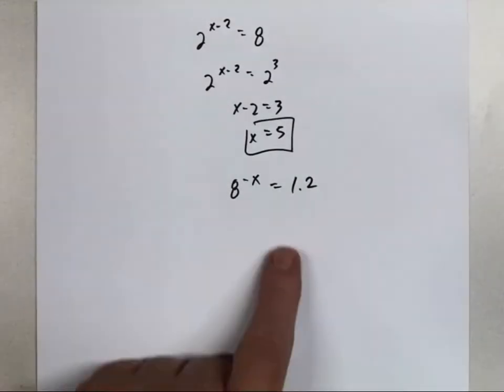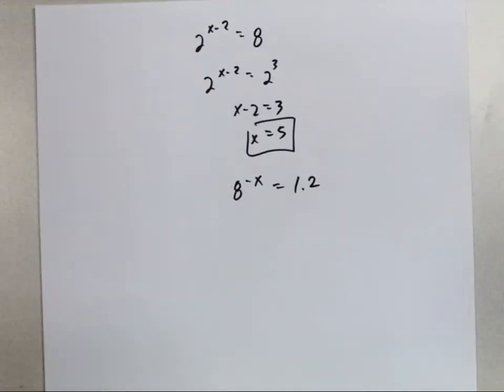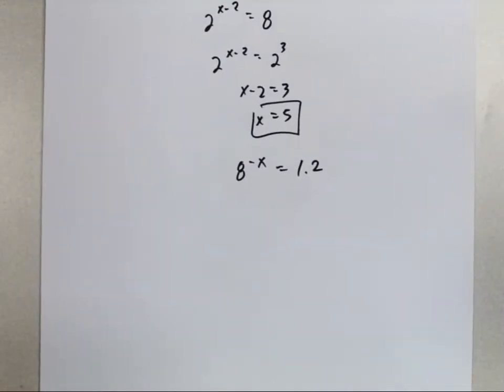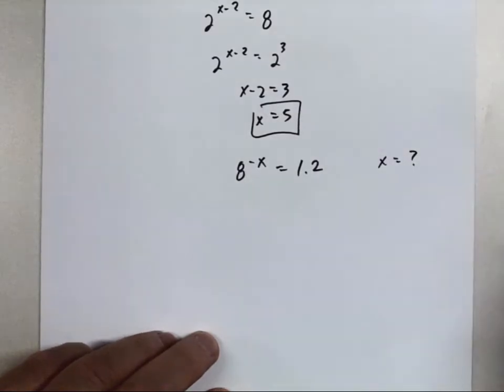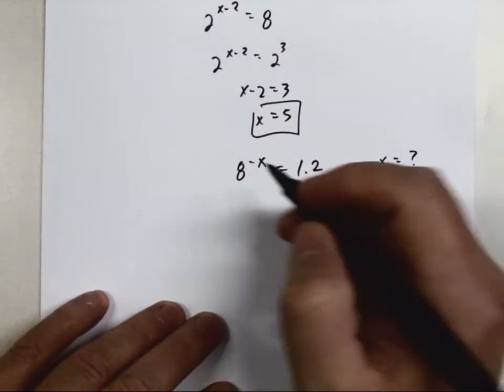All right, this one looks sort of ugly. 8 to the negative x equals 1.2. Trying to solve for x. Let's just take the log of both sides and see what happens.